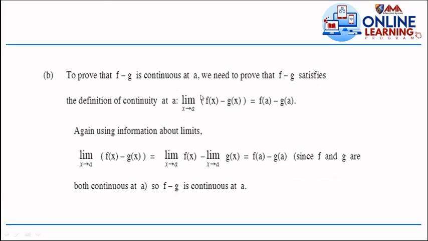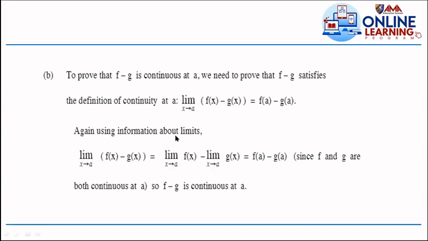Okay? So here, you are going to prove that f minus g, we have subtraction. We need to prove that f minus g satisfies the definition of continuity at a. So the limit of the quantity f of x minus g of x as x approaches a, we're going to use the distributive property. Is equal to f of a minus g of a.